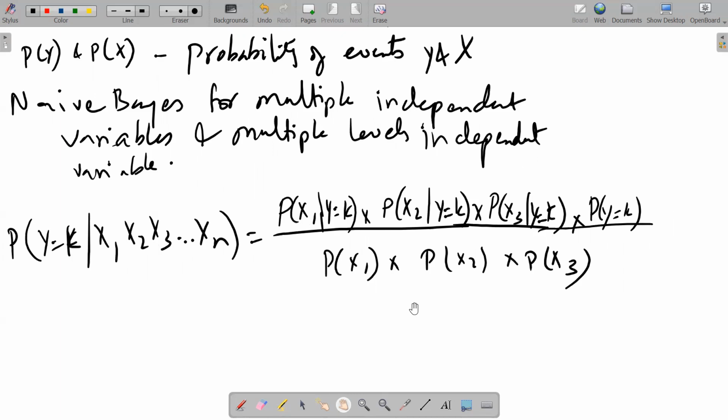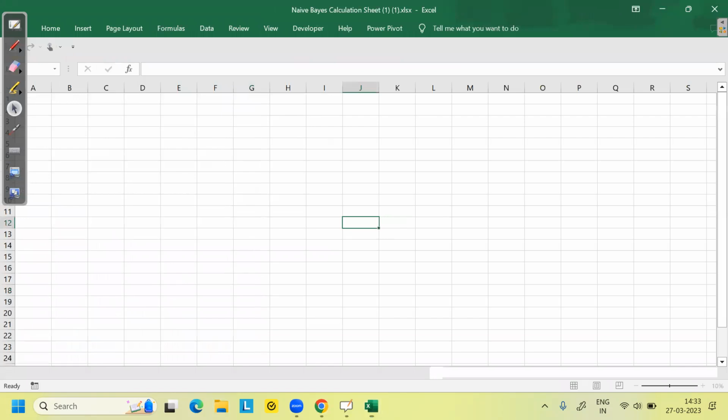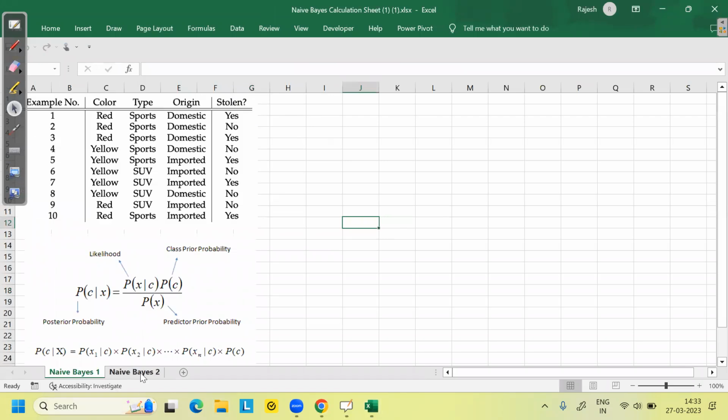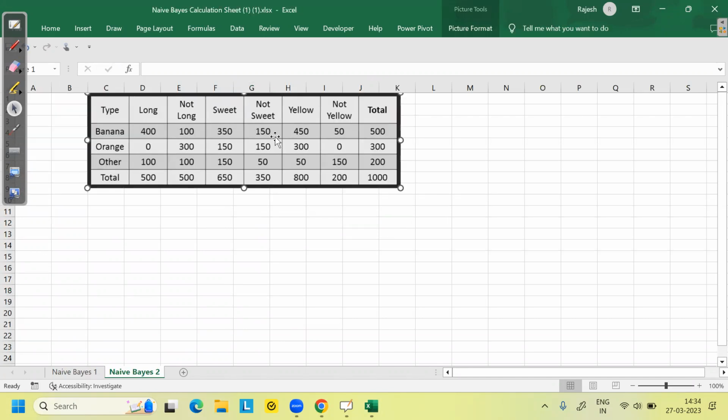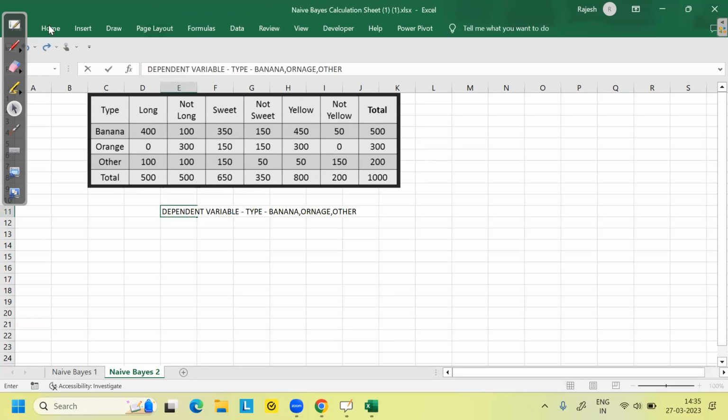So open the Excel sheet on which you were working in the last class. In sheet one, example one, we have worked on, right? Any doubts in example one? Okay, go to example two. In the earlier class, we were looking at binaries, whether the car will be stolen, yes or no. Here we have three categories. It's a multinomial problem. Here the dependent variable has three categorizations, so it's a multinomial dependent variable.